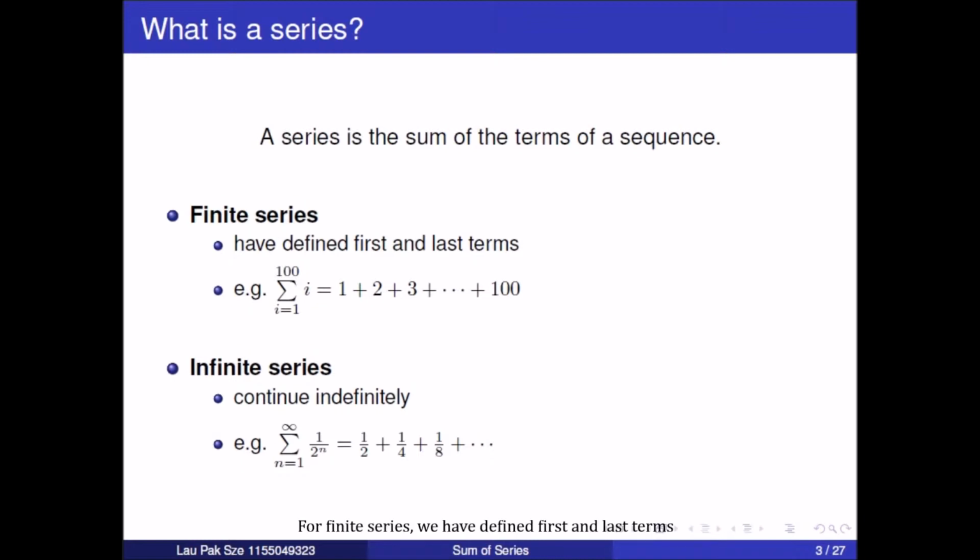For finite series, we have a defined first term and last term. For example, the summation of i from 1 to 100 is equal to 1 plus 2 plus 3 and so on, plus 100. For infinite series, it continues indefinitely. For instance, the summation of 1 over 2 to the power of n from n equals 1 to infinity equals 1 over 2 plus 1 over 4 plus 1 over 8 and so on.